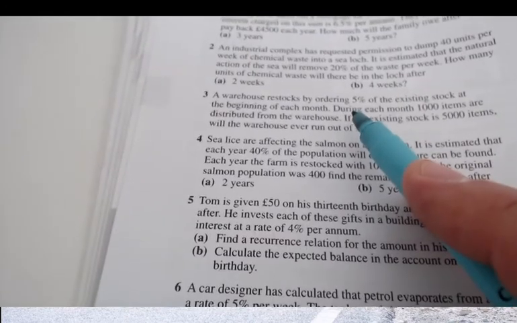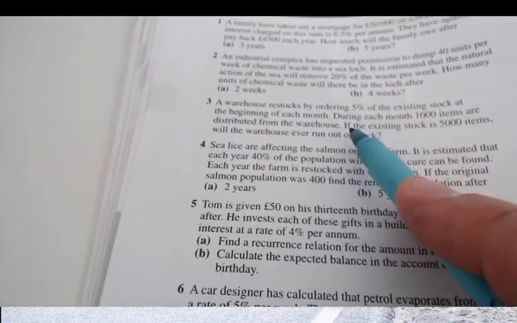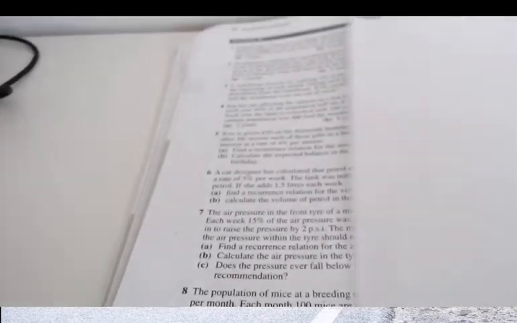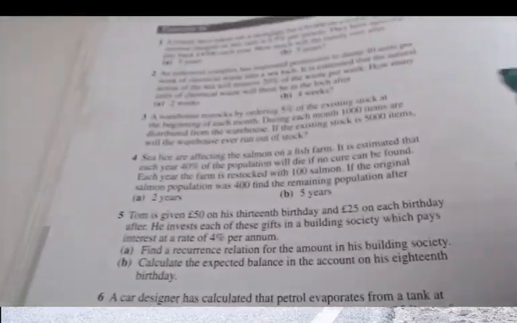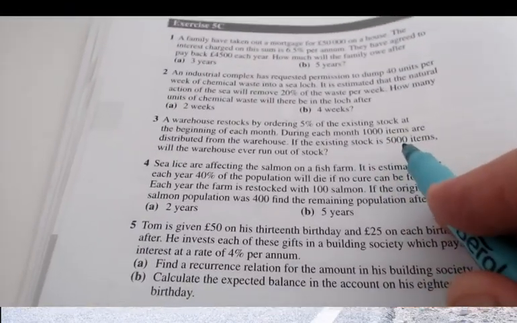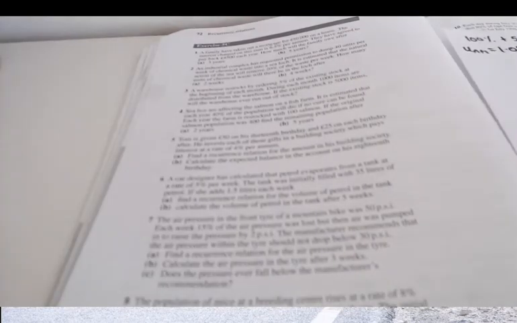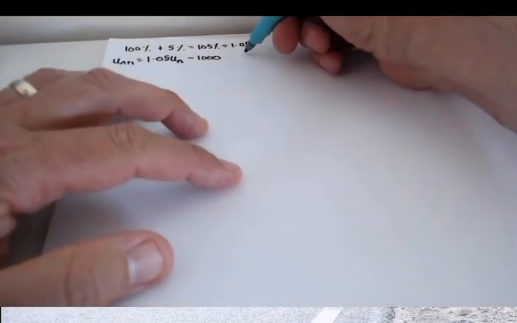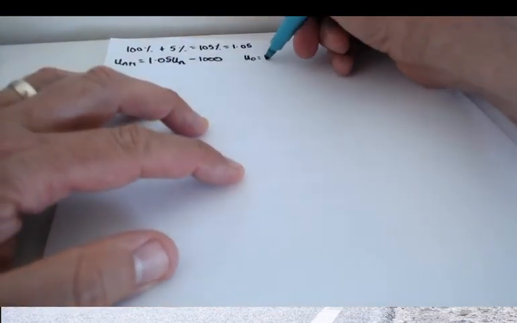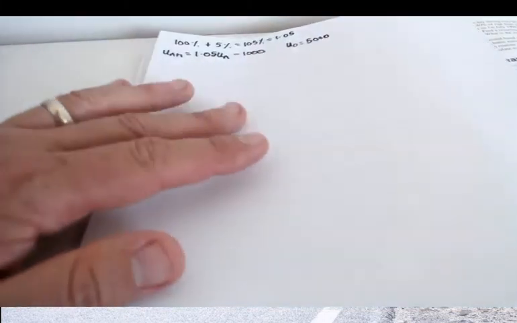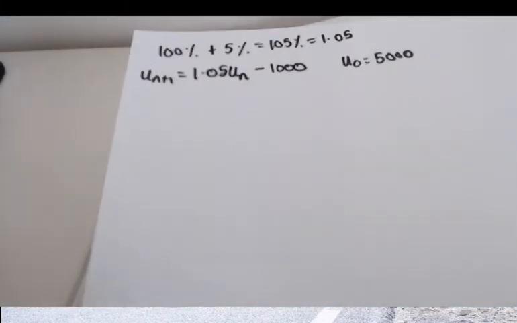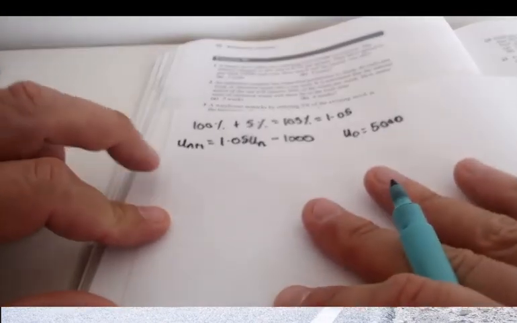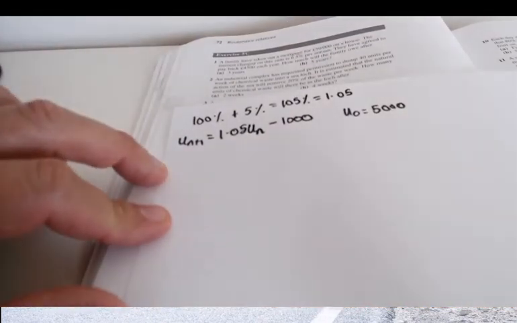In the question, it says that during each month 1,000 items are distributed from the warehouse. So the stock in the warehouse goes down by 1,000 each month. Take away 1,000. What about U0? If the existing stock is 5,000 items, U0 is 5,000. So there is my recurrence relation. I've set it up. I just want you to work through U1, U2, U3, U4.